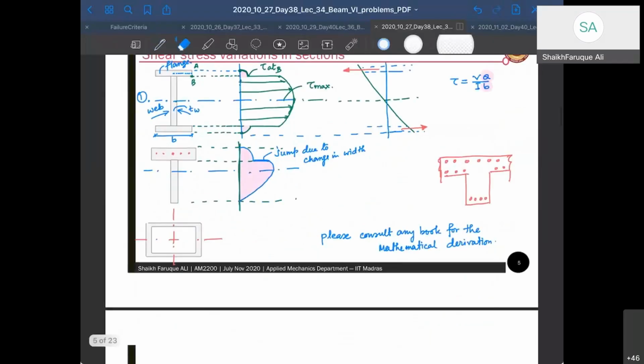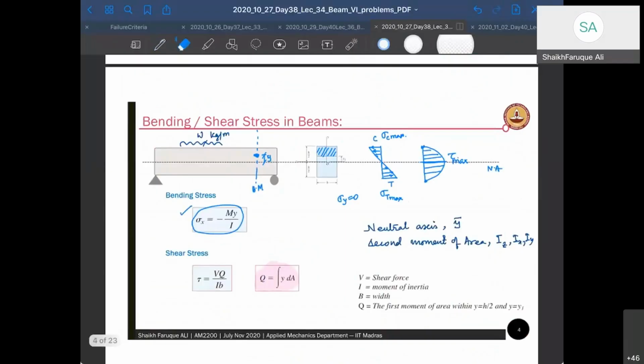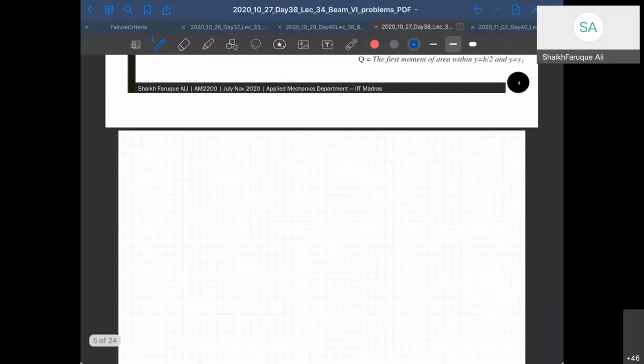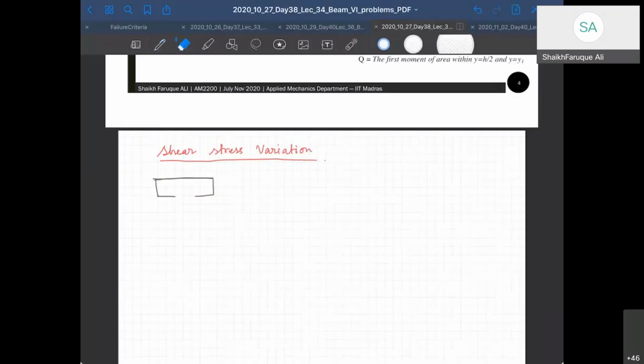Okay, so we have to do some stress variation. Let's do a stress variation, the cross-section stress variation. This is what I said I'll do, right? Yesterday. Let us consider a T section.